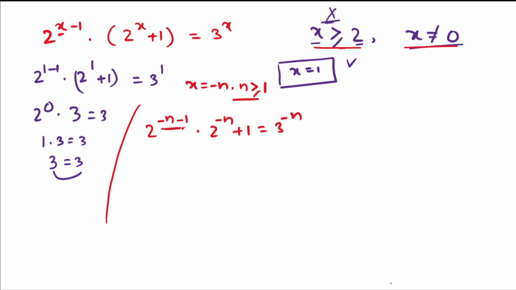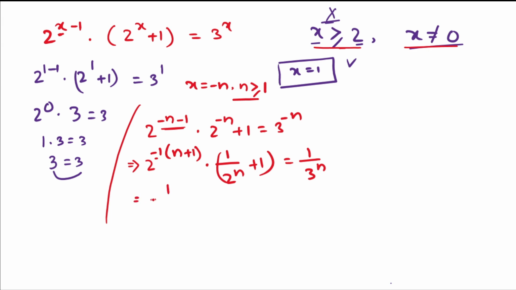Here we can take negative 1 common from the power. So it is n plus 1, and 2 raised to the power negative 1 we can write as 1 divided by 2 raised to the power n plus 1. On the right side, 3 raised to the power negative n we write as 1 over 3 raised to the power n. So with the negative powers, we write it as 1 divided by 2 raised to the power n plus 1 multiplied by, from here we take 2 raised to the power n as LCM, and the remaining will be 2 raised to the power n plus 1, and on the right hand side we have 1 divided by 3 raised to the power n.